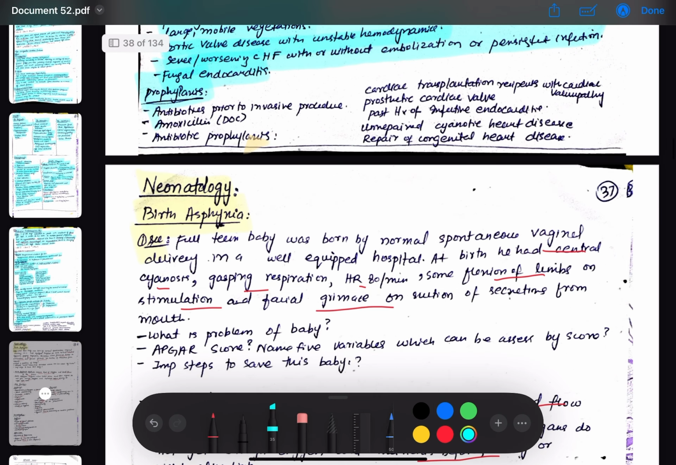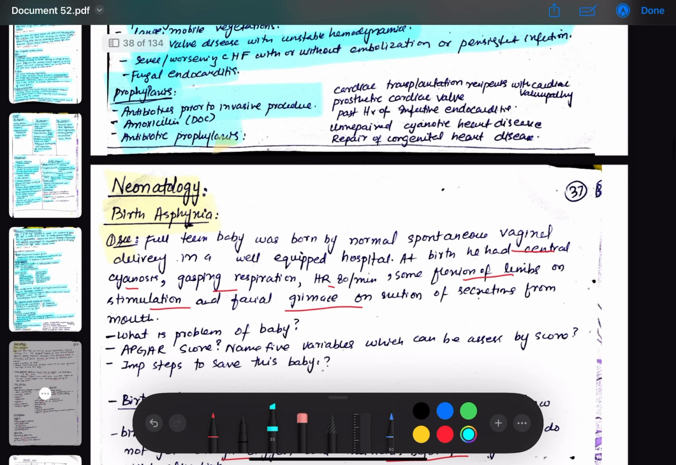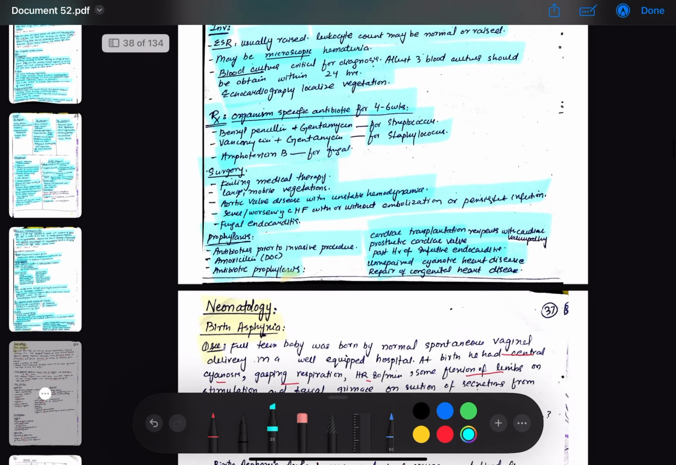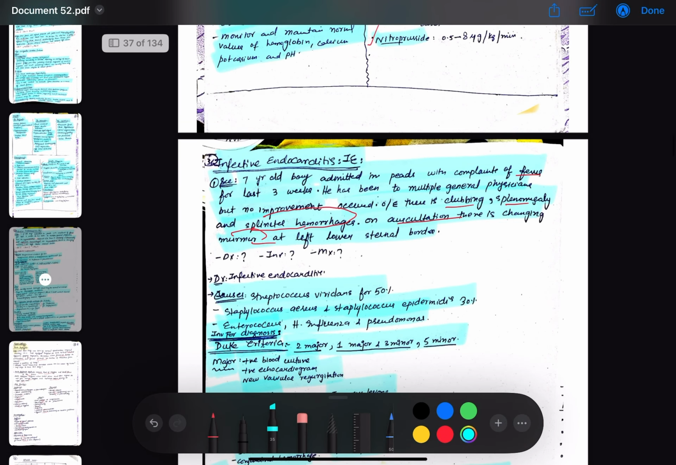Prophylactically, antibiotics are given prior to invasive procedures, amoxicillin is given, and antibiotic prophylaxis is done. It is given in cardiac valvulopathy after cardiac transplantation, prosthetic cardiac valves, a past history of infective endocarditis, unrepaired cyanotic heart disease, and after repair of congenital heart disease. So this was about infective endocarditis.